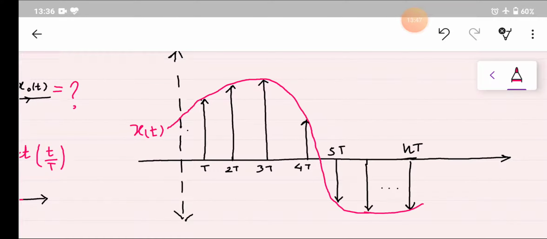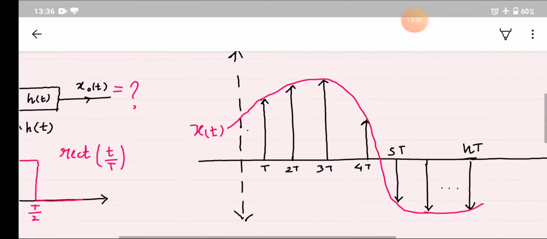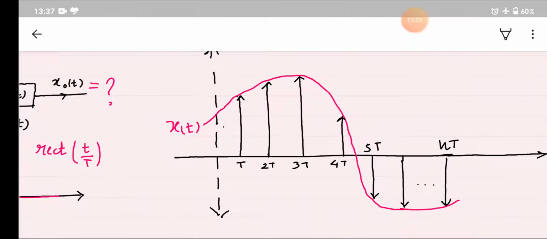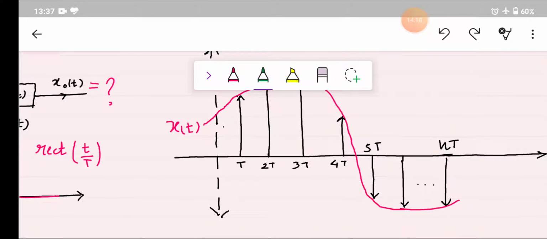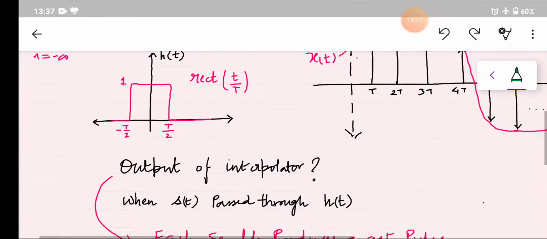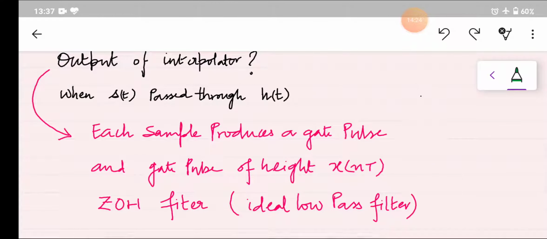Okay, so when xt is passed through the sampler, we will achieve a signal that is discrete in domain, and this discrete type of signal, which is represented by black lines here, is an impulse train, or samples of the original signal xt. Now what the interpolator will do, the interpolator gives a gate pulse for each sample.